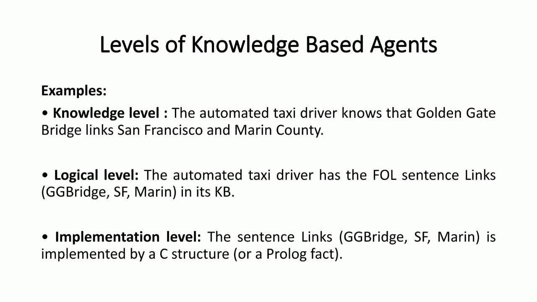Under the knowledge level, the automated taxi driver knows that the Golden Gate Bridge links San Francisco and Marin County. At the logical level, the automated taxi driver has a first-order logic sentence that links Golden Gate Bridge, SF, and Marin in its knowledge base. At the implementation level, the sentence linking Golden Gate Bridge, SF, and Marin is implemented by a C structure or a Prolog fact.